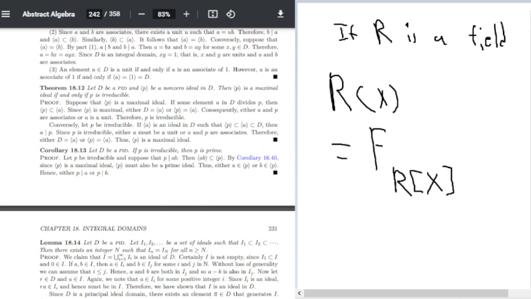Since the principal ideal generated by P is a maximal ideal, it must also be a prime ideal. Thus, either A is in the principal ideal generated by P, or B is in the principal ideal generated by P. Hence, either P divides A, or P divides B.